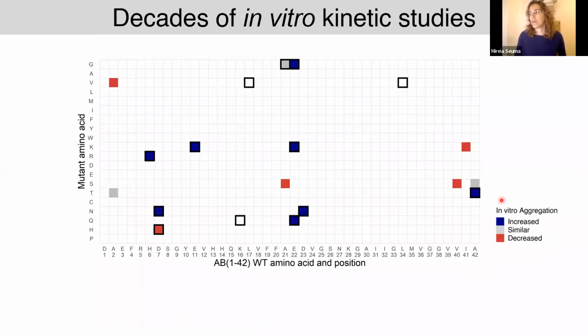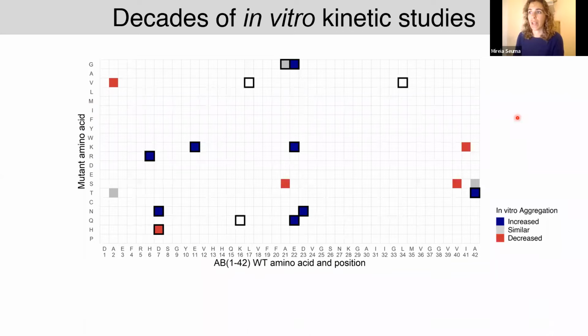And there has been quite a lot of work, especially in vitro, to understand the impact of these mutations on aggregation, and the ones that you see here in blue are known to increase aggregation, the ones in red are known to decrease aggregation. But there is no consensus on the effect of the disease variants, what they do in terms of how they impact amyloid aggregation. And there's not even one study in which all of these mutations have been tested together.